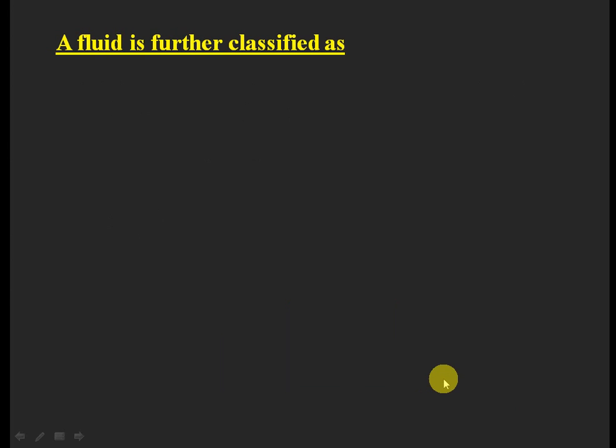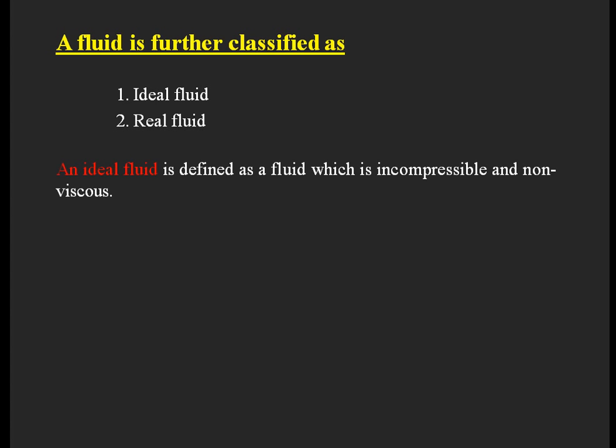Next we go for the further classification of fluids: ideal fluid and real fluid. Among liquids and gases, there will be ideal liquid, real liquid, ideal gas, and real gas. How can we define the ideal fluid and real fluid? An ideal fluid is defined as a fluid which is incompressible and non-viscous. Incompressible means it should not undergo any volume change whenever you apply compressive forces. When you try to apply compressive forces on the fluid, there should be no change in the volume. Then that fluid is called an incompressible fluid.